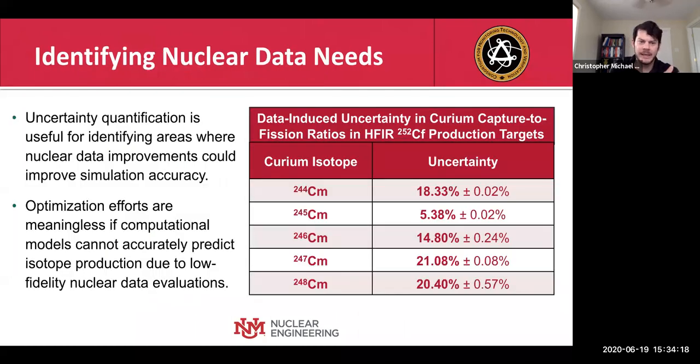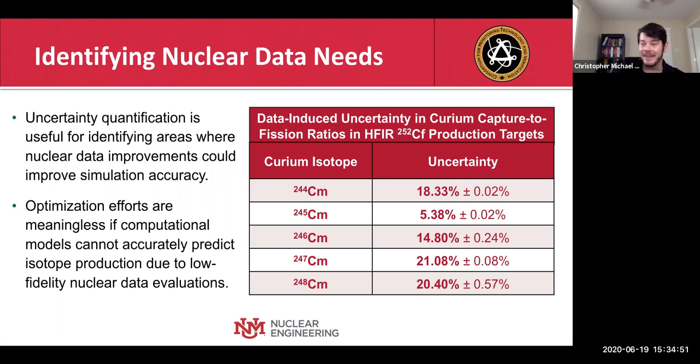So that's really useful. It's also nice for trying to target nuclear data needs. Say I had some application, I care about which capture to fission ratio in my californium-252 production has the most uncertainty, right? I could do that kind of data propagation and say, hey, curium-247 has the most uncertainty, so maybe we should improve that isotope and not curium-245, because that has a much lower uncertainty.